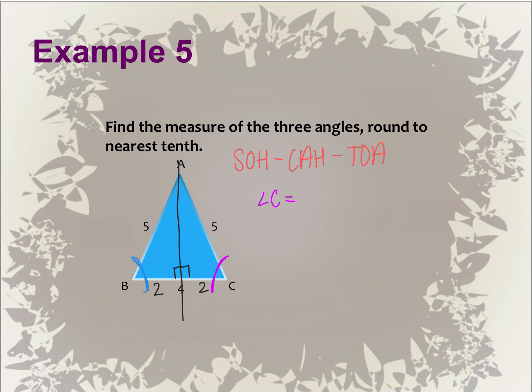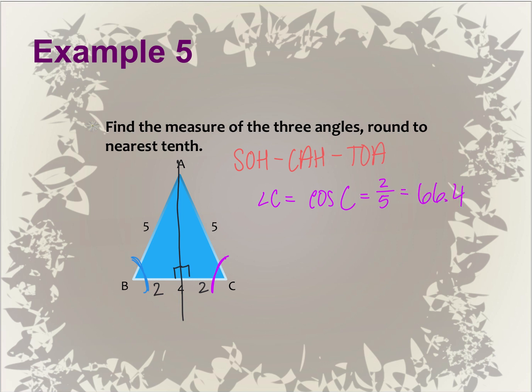I have my adjacent side and my hypotenuse. So looking at it, which one am I going to use? Good, I'm going to use my cosine. I have cosine C, because I don't know the angle, equals my adjacent side over my hypotenuse side. So plugging it into the calculator, I'm going to do inverse cosine, 2 over 5, and I'm going to get 66.4.